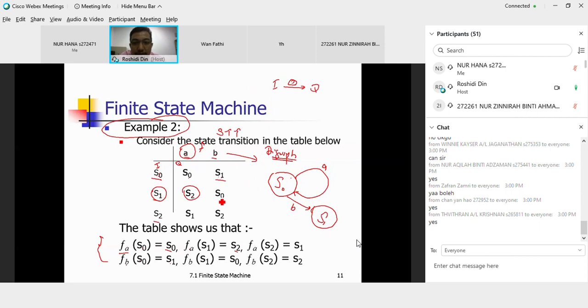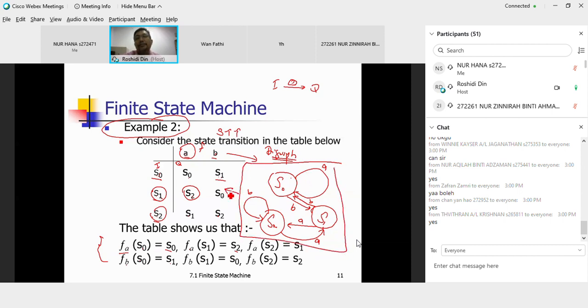Then S1 maps to S2, the answer is A. S1 maps to S0, that's B. Then S2 maps to S1, A. S2 maps to S2, the answer is B. This is a diagram to represent this transition table.